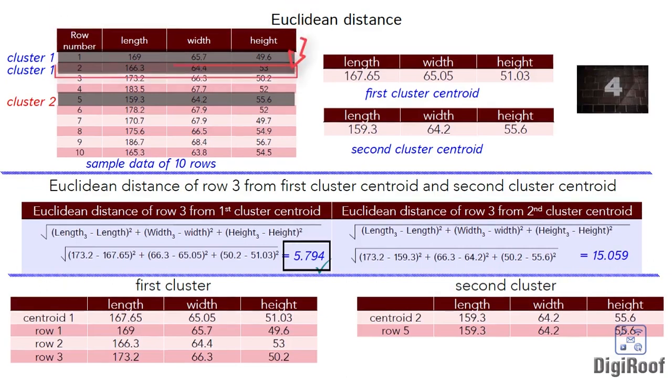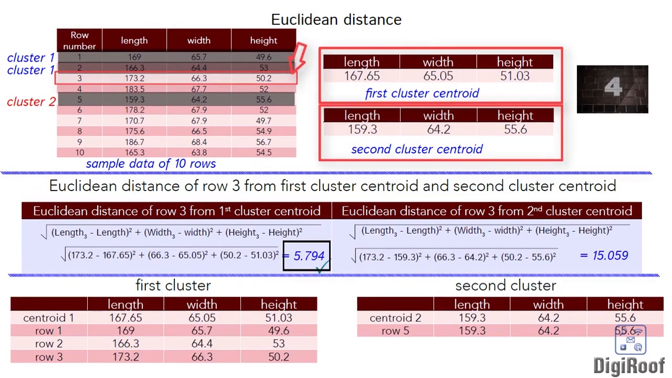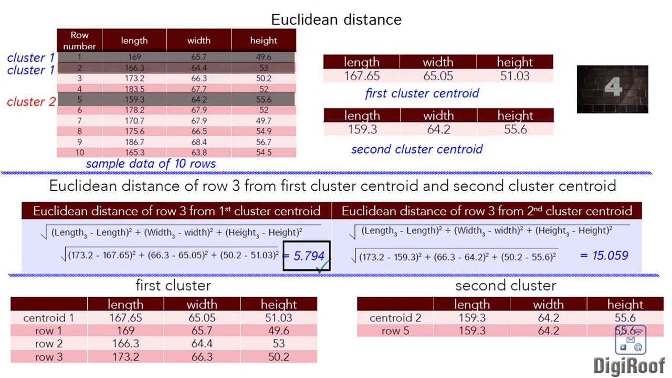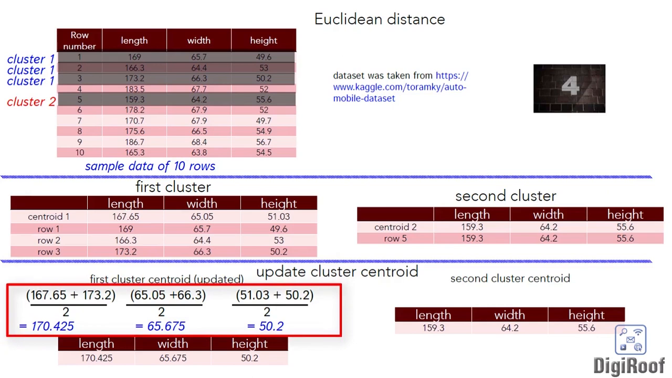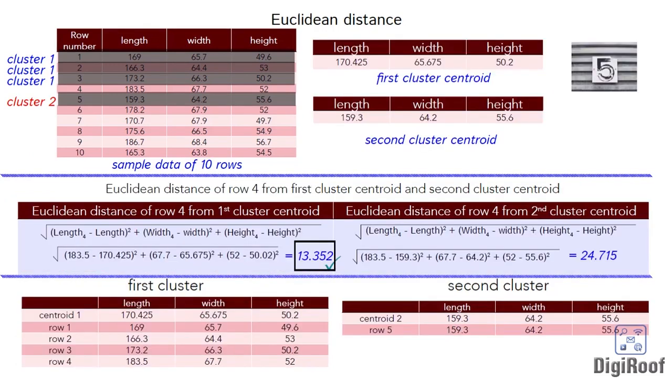Next, we are going to take row 3 and find its distance from the updated cluster centroid 1 and unchanged cluster centroid 2. Based on Euclidean measure of distance, row 3 is closer to cluster 1. Now, we are going to update the cluster centroid by averaging out the length, width and height of the first cluster centroid with the respective length, width and height of row 3. The first cluster centroid is now represented by the following values.